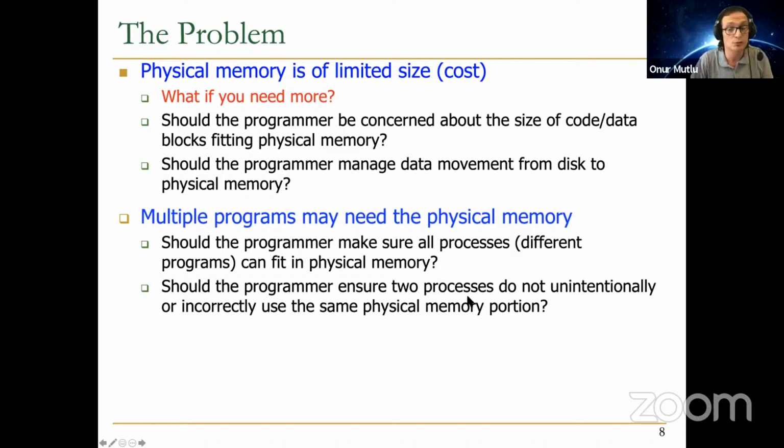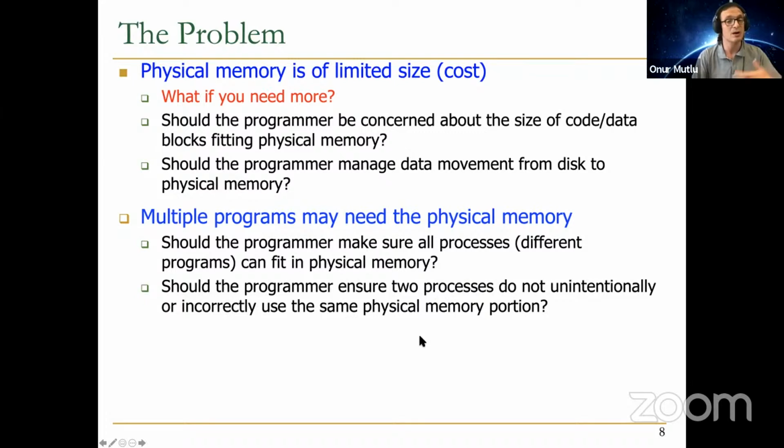Should the programmer ensure two processes do not unintentionally or incorrectly use the same physical memory portion? Because you may be executing two processes. Clearly, the processes normally do not communicate, right? If you're operating on your array, some other program should not be writing or reading your array, right? Clearly, that's a big security problem, and also a reliability, dependability problem, because if you're operating on some array and somebody else is modifying your data, even though they were not supposed to, then you have a protection and isolation problem. And it's very difficult for the programmer to ensure that without any system support.